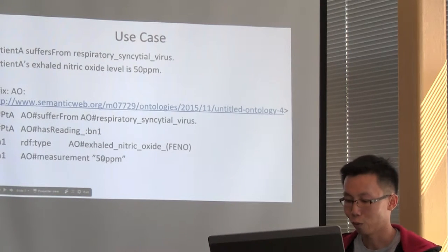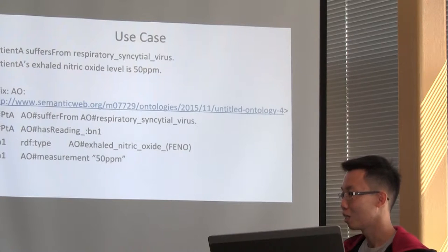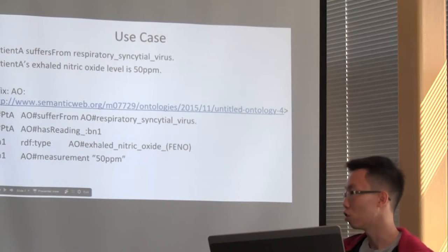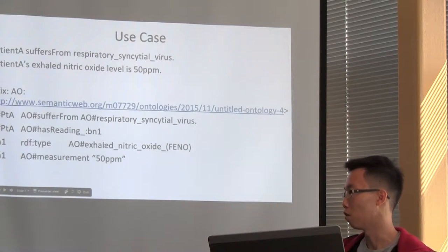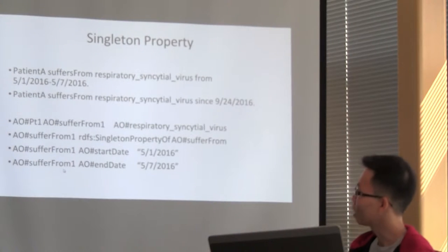And then, because sometimes a patient may have multiple infections at different times. Why is the measurement in parts per million? Nitric oxide. Nitric oxide measurement. This is the exhaled nitric oxide measurement.